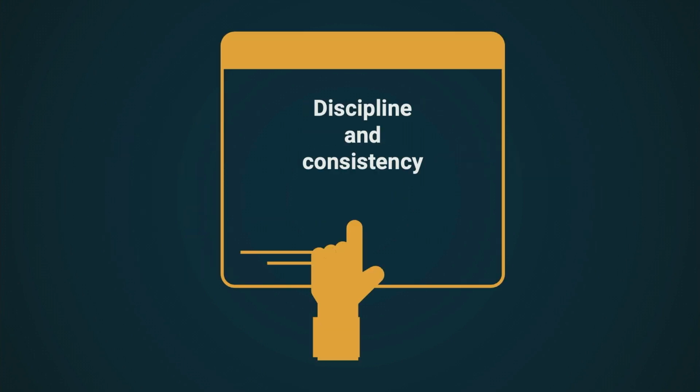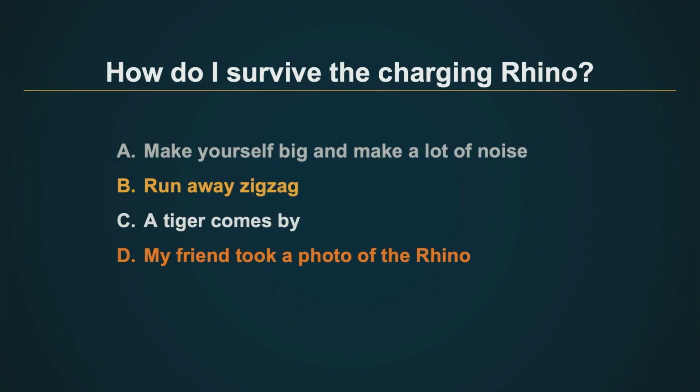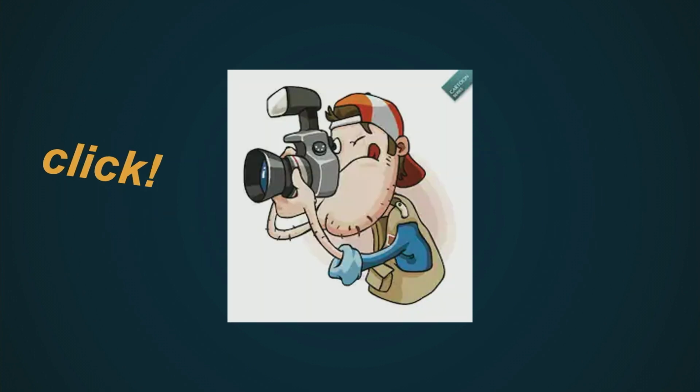So I only want to do this. How do I survive the charging rhino? Who thinks A? Make yourself big and make a lot of noise. Nobody? Run away in a zigzag. Have I done that? Really? Okay. A tiger comes by. Well, that's another story. You see? And my friend took a photo of the rhino. Yeah, really? Okay. That's true.